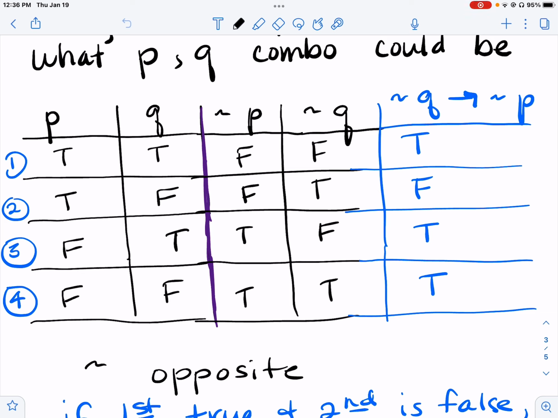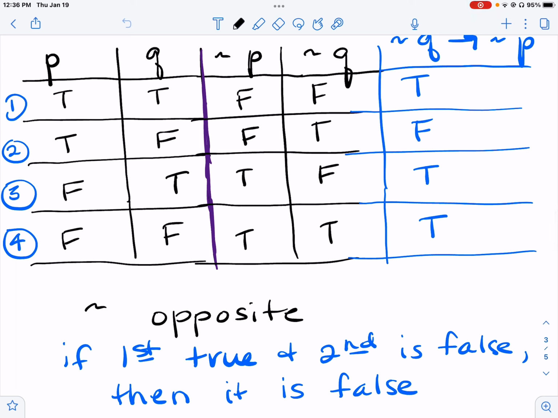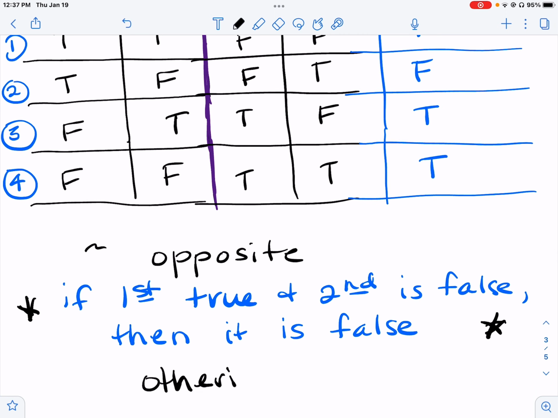Now it wants to know if not Q, then not P is true or false. If the first is true and the second is false, then it's false. So let's look at number 1. What's not Q? Not Q is false. So this is the only time that it's false. Otherwise it is true. So it's true unless the first is true and the second is false.